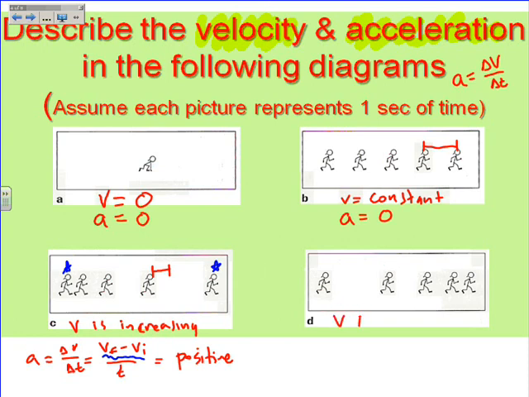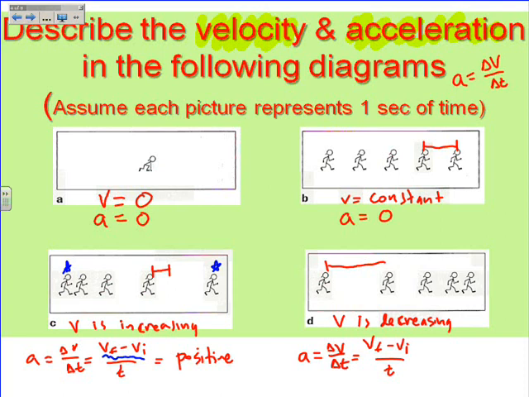Here, velocity is decreasing, right? Sorry, C, decreasing. If we look at that same equation for acceleration, delta V over delta T, which we can calculate as V final minus V initial over the time interval during which that occurs.